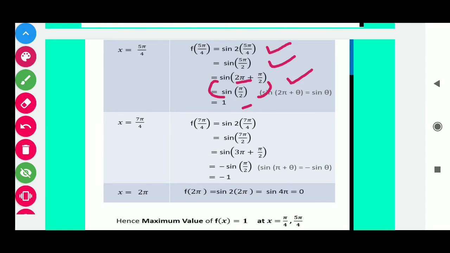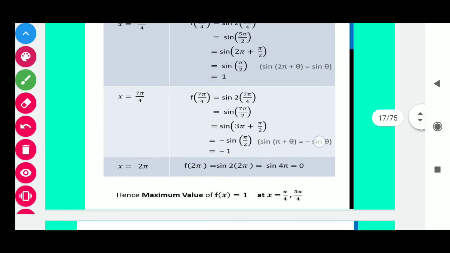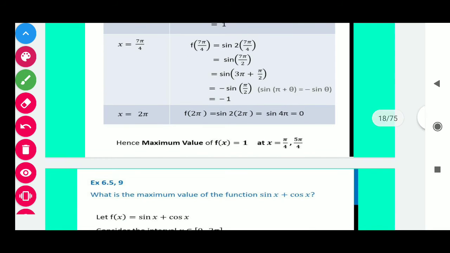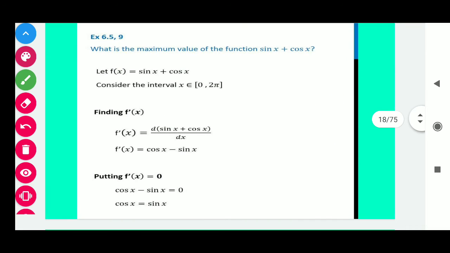Similarly, sin of 7 pi over 4 multiplied with 2, we get the value minus 1, and at x equals 2 pi, the sine function is 0. So students, in this way you can see that the maximum value is 1 and we get value 1 at pi by 4 and 5 pi by 4. So students, this is our required result. Now here we have the next question. Question number 9.